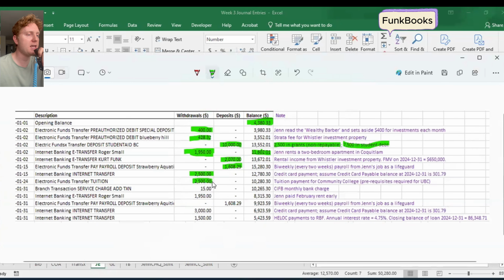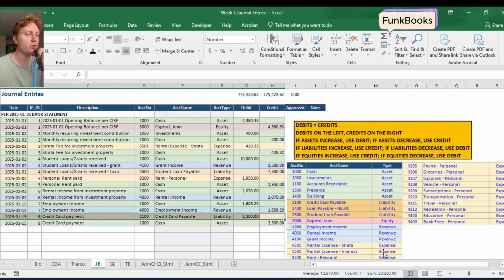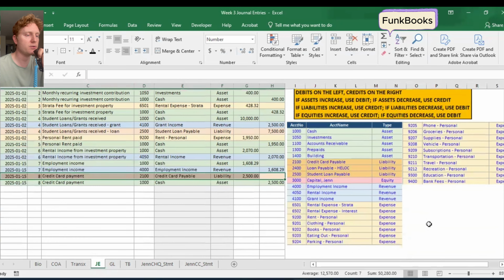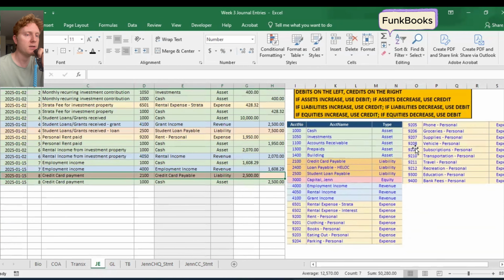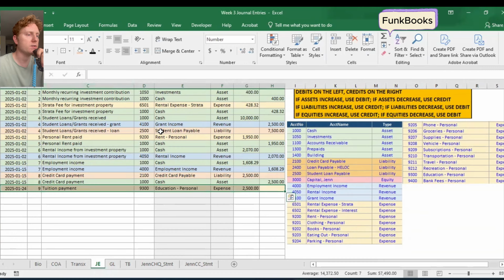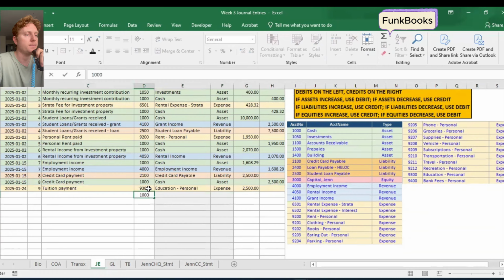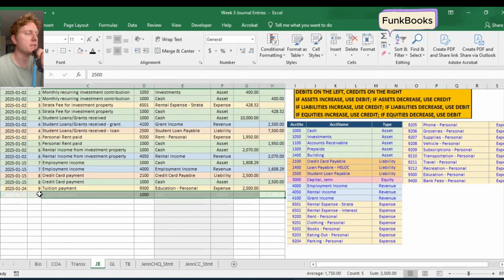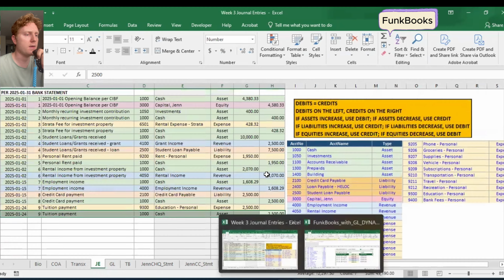Tuition, we are paying money and incurring some sort of tuition expense. It is personal in nature. So let's see if we can find some sort of educational expense. I see that there. So we can start with the debit since we know it's an expense. This is education, personal, and this is also going to affect our cash. So we can put 1,000 here. Like, cash goes down by 2,500. Okay, that is good.